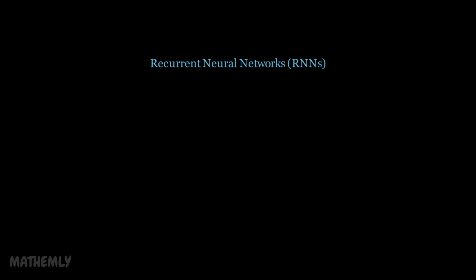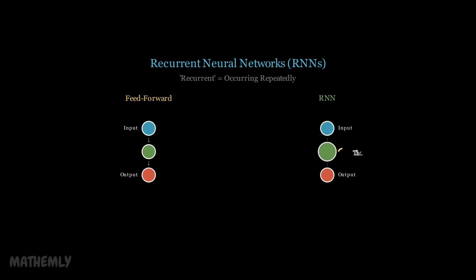This is where recurrent neural networks or RNNs step in to solve the problem. The word recurrent means occurring repeatedly. Unlike standard feed-forward networks that just push data straight through from input to output, RNNs have a built-in loop. Think about how you read a book. You don't wipe your brain clean before reading every new word. You carry your understanding of characters and the plot with you as you read each sentence. RNNs are designed to replicate this exact process.